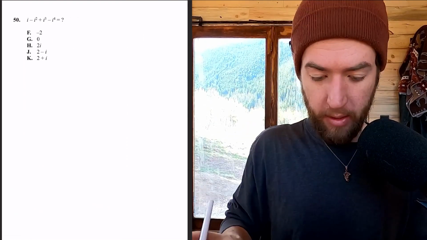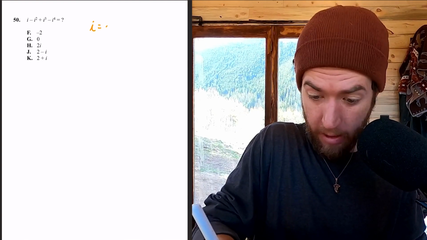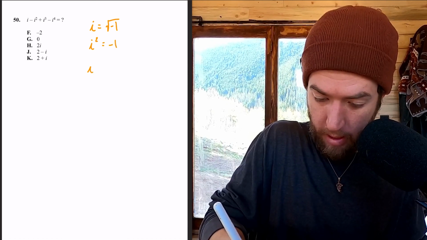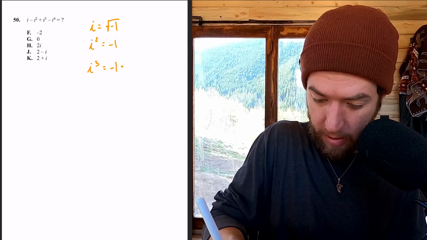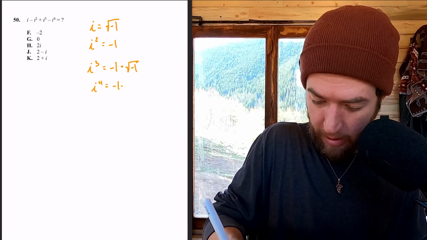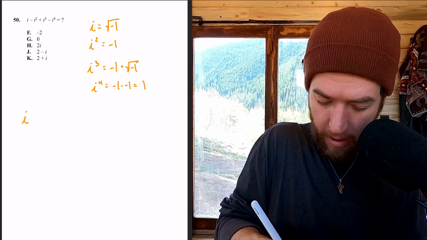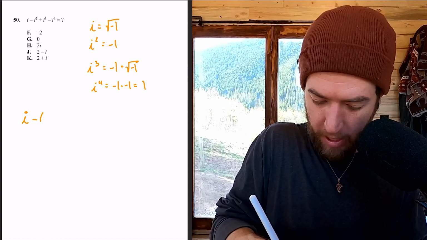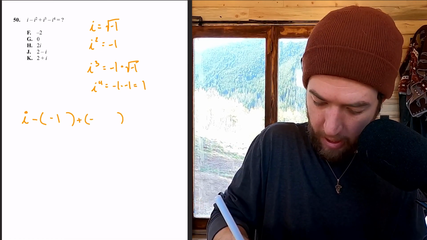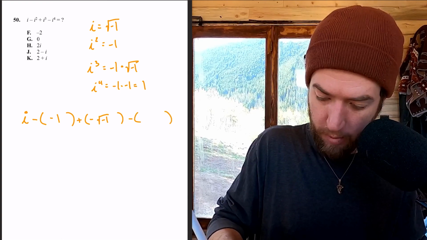Okay, imaginary numbers. All right, I'm going to make my little tree here. So, i is i, or the square root of negative 1. i squared is just negative 1. i to the third is that times this i. And then i to the fourth is that times that, which is positive 1. Okay, so i is i. i squared, which is negative 1, plus i cubed, which is negative root negative 1, minus i to the fourth, which is positive 1.